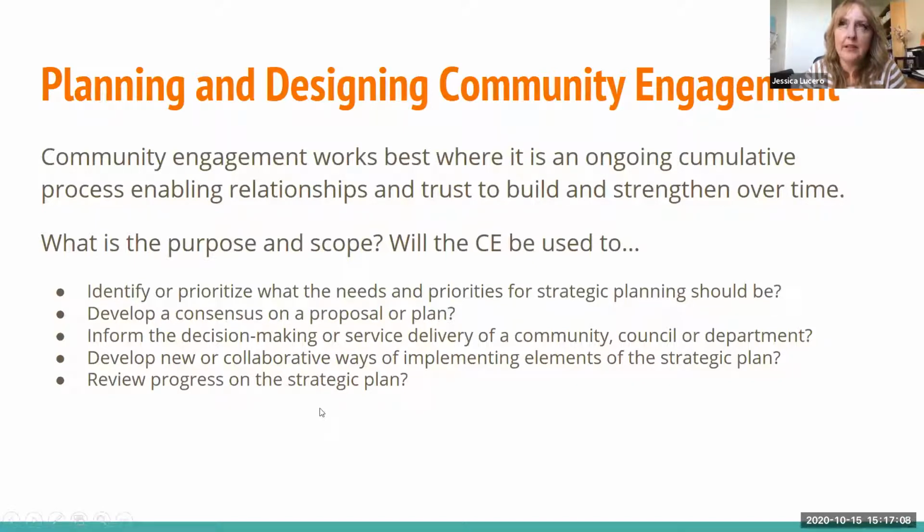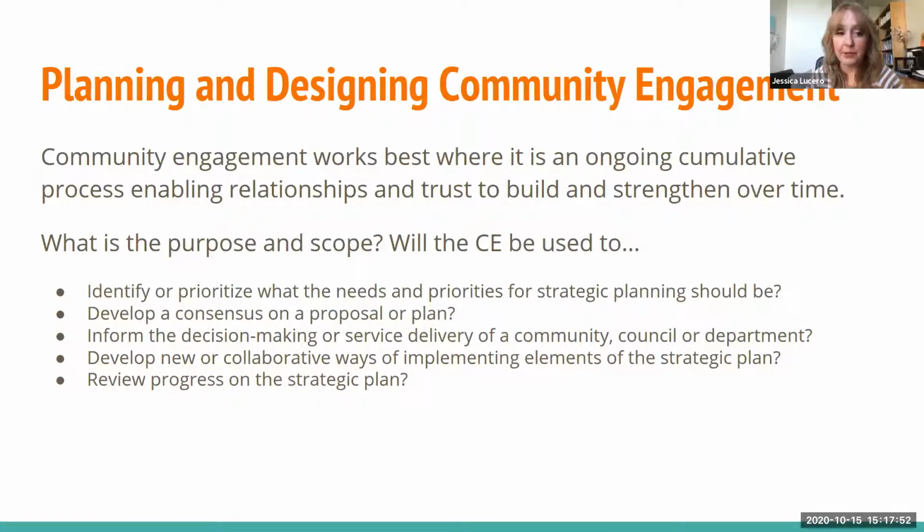When we're talking about actually integrating community engaged strategies in a planning process, we really need to ask ourselves some questions about what is the purpose and scope of the community engagement. So will it, for example, be used to identify or prioritize what the needs and priorities are for strategic planning? Are we convening stakeholders and community members for a kickoff for a planned change effort to identify goals? Are we engaging the community to develop consensus around a proposal or a plan? So are we engaging community members on the other side of the plan?